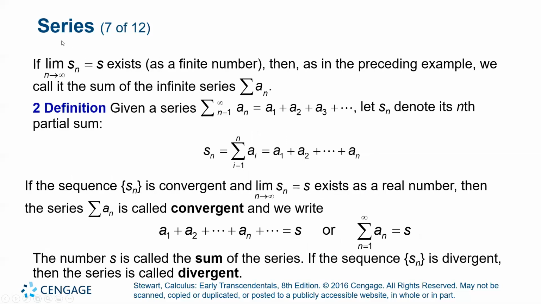So if the limit exists, then we would say it converges, which is what this whole page is trying to say. If the limit of the partial sums exists, then that series is convergent. And if that limit does not exist, of course, the opposite, that series is divergent.